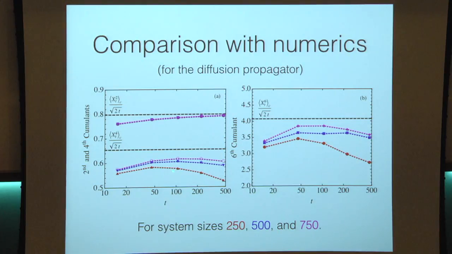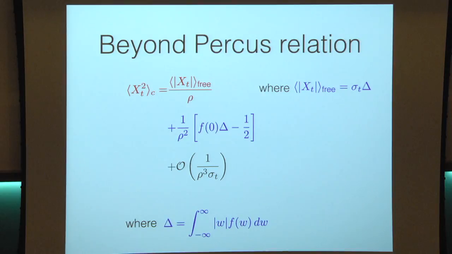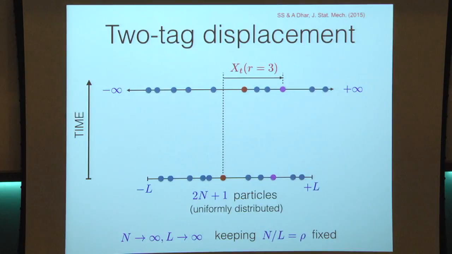But the main point is that if you increase the system size, it becomes closer and closer to the theoretical result. Okay, so one can go, in fact, beyond Parker's relation, because we have an exact result, and you can go ahead and compute. So this is the Parker's relation, and one can see that this is the second order term, and then the third order term will be 1 over sigma t, and so on. Okay, so this is the single tagged particle.